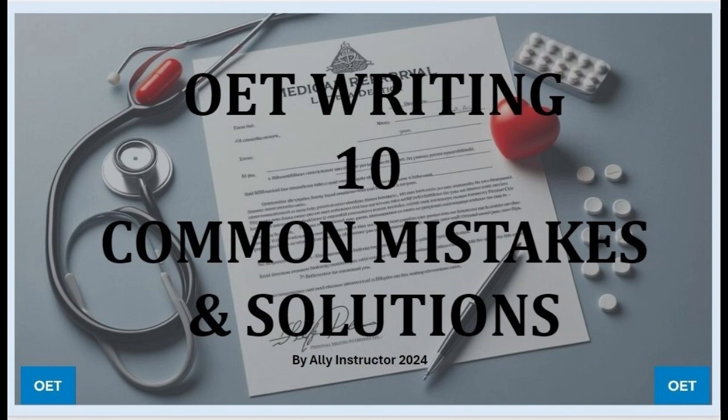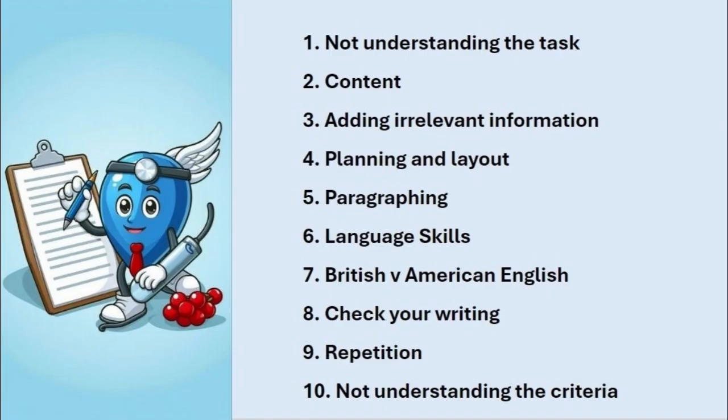We are going to cover number 1, not understanding the task, number 2, content, number 3, adding irrelevant information, number 4, planning and layout, number 5, paragraphing, number 6, language skills, number 7, British English versus American English, number 8, not checking your writing, number 9, repetition, and finally, number 10, not understanding the criteria.